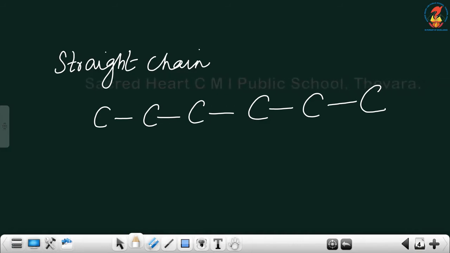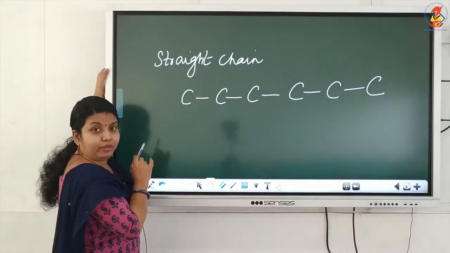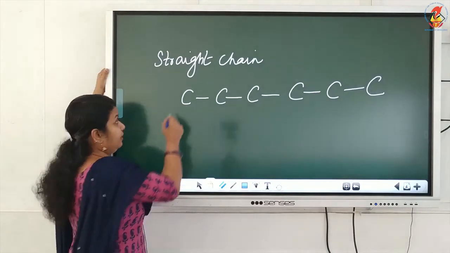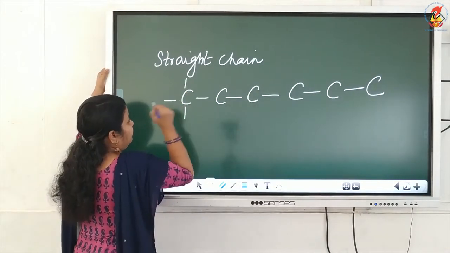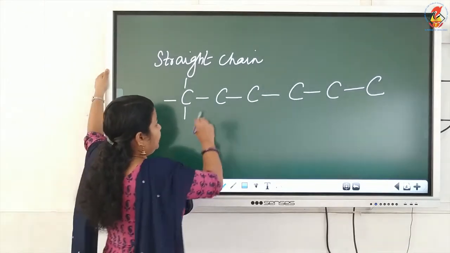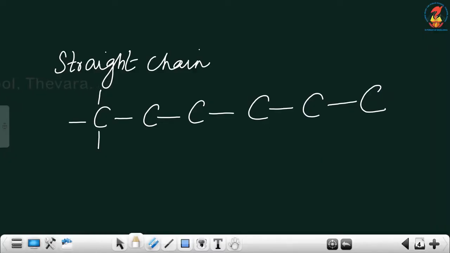Now take the first carbon atom. Its one valency is satisfied here with the second carbon atom. Now how many free valencies are there for carbon? 3 more. So draw 3 lines. Take the second carbon, 2 valencies are already satisfied. Draw 2 more. Third one also. On the left and right hand side of the third carbon atom, 2 valencies of carbon are satisfied. Now it has 2 more free valencies. Same way.